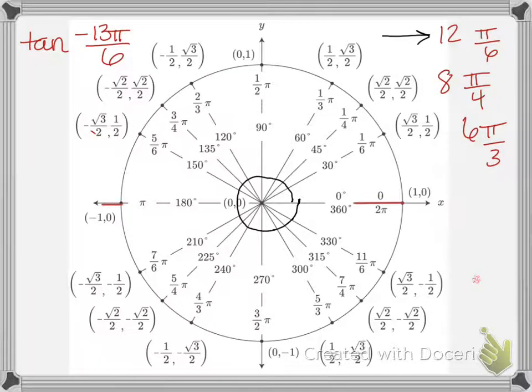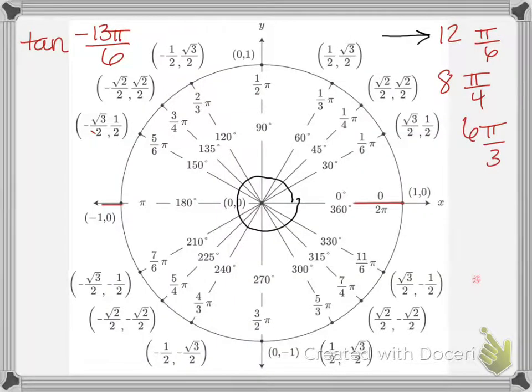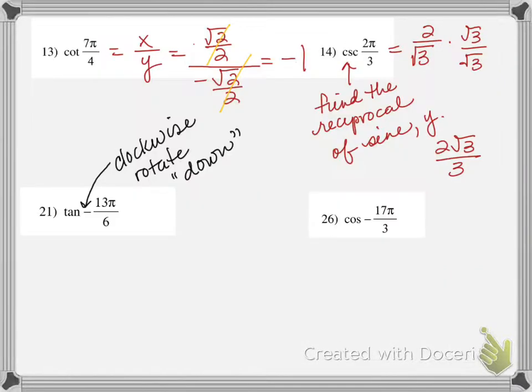But I need to go to 17. Was it 17? Look at me in my short memory. 13. So from 12, I needed to go a little bit further. And I stopped, because 1 full rotation was 12. And then this right here, 12/6 plus another 1/6, that would make 13 pi over 6. So what I'm trying to get you to understand is finding the tangent of 13 pi over 6 will be the same thing as finding the tangent of pi over 6. Okay?